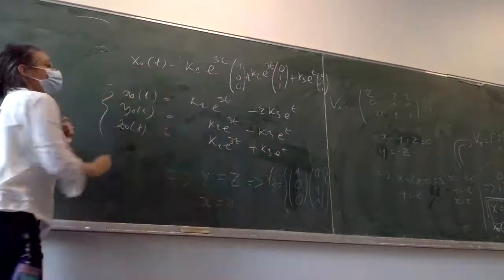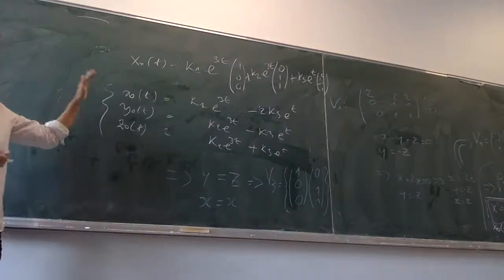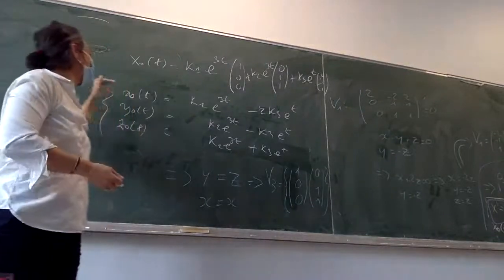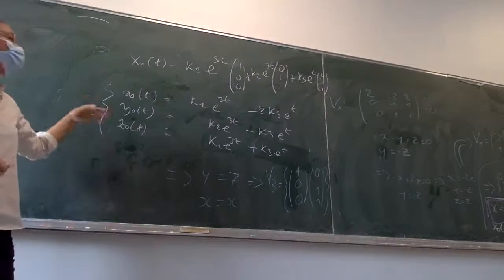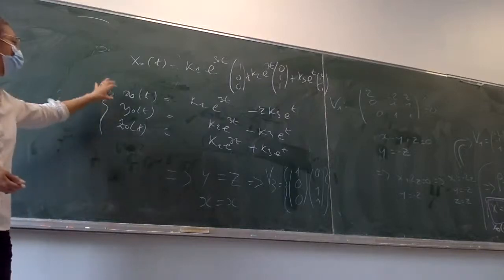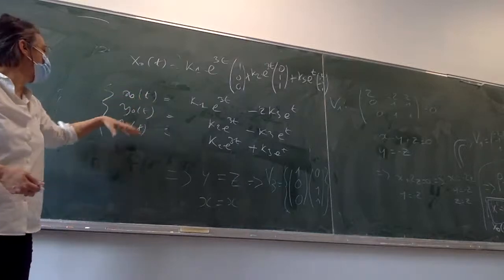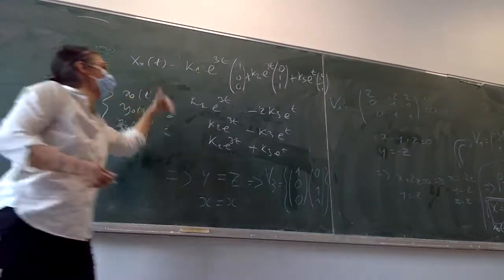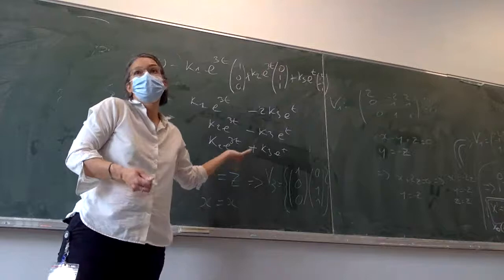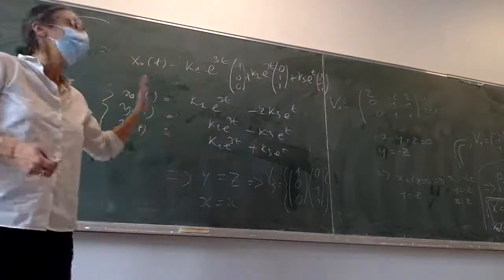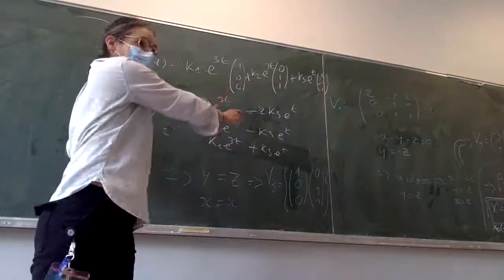Okay, so this is it. If I'm just interested in the homogeneous part, this is my solution. And if I am given initial conditions for x at t0, for instance, y at t0 and z at t0, I can find the k1, k2, and k3. So if that's the homogeneous part, that's it.